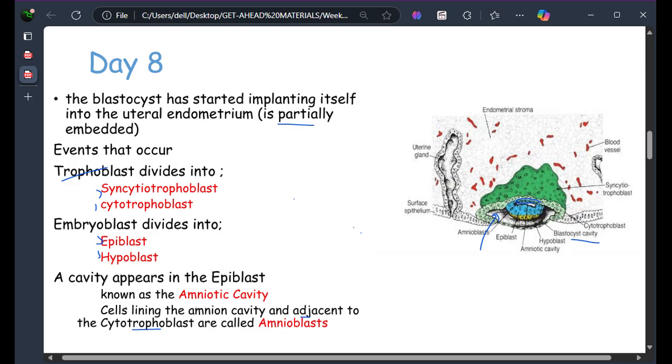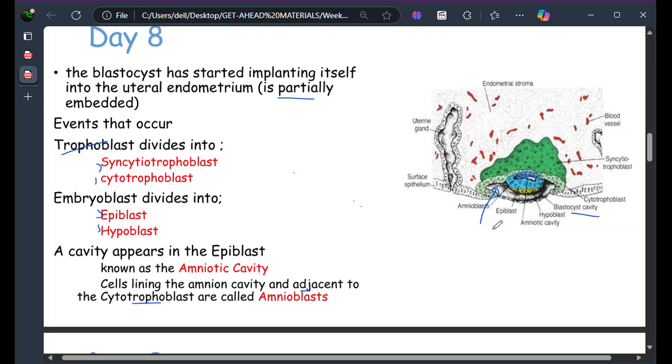Okay, so that is basically what is happening there on day 8. Where it implants, usually in between the uterine glands, that's where it usually finds a place to implant in the endometrium.